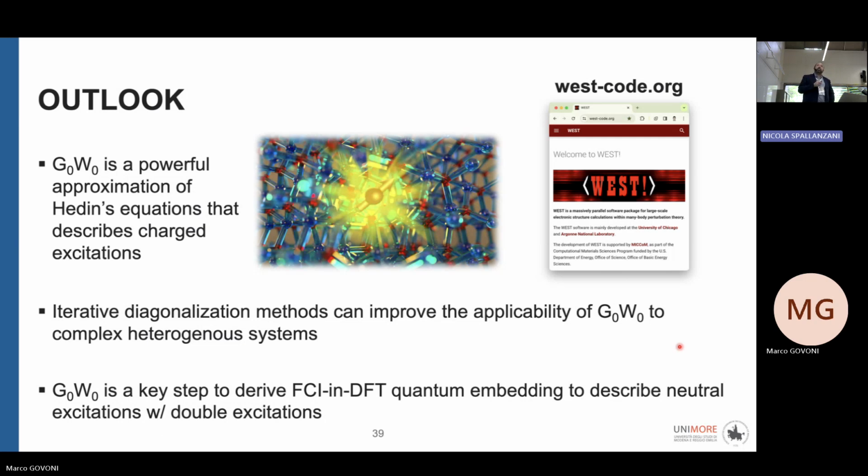Okay, so concluding by saying that G0W0 is a powerful approximation to the Dyson equations. Originally, they describe charge excitation, but as you saw, they constitute the key step also for the derivation of quantum embedding theory to describe neutral excitations. And as you will see tomorrow, also neutral excitations within TDDFT and BSE. And iterative diagonalization methods can improve the applicability of GW to complex heterogeneous systems with thousands of atoms in the simulation box.